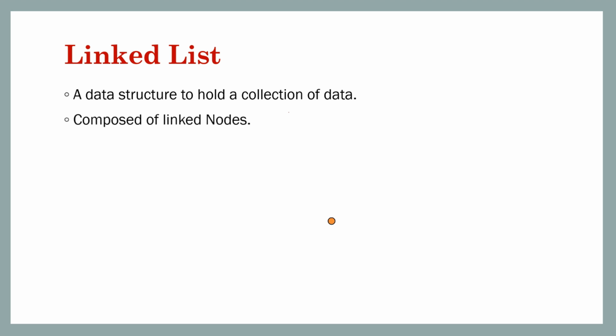Then it's composed of linked nodes, a link of nodes. That's why it's called a linked list. So we have different nodes and they are linked together. So this is one of the nodes. So this is a single node. It has one data and one next pointer. We will look into more detail about nodes in the next slide.